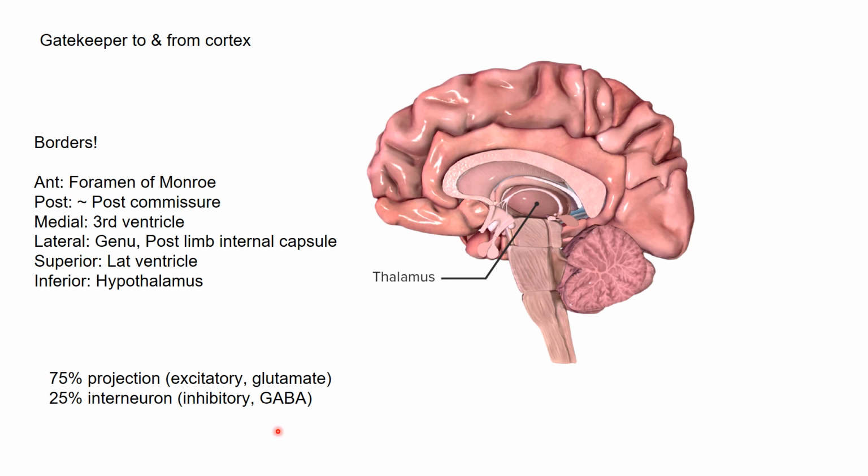And then a quick little note is that in the thalamus, 75% of those neurons are projection, excitatory, glutamate, and the other 25% are interneurons, which are going to be those inhibitory GABA.